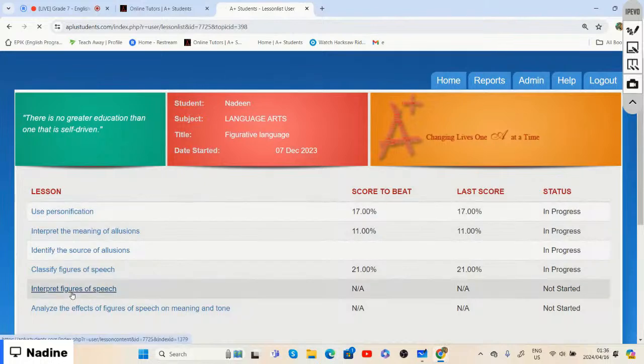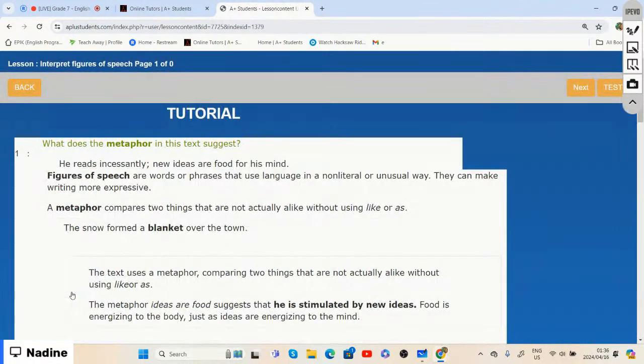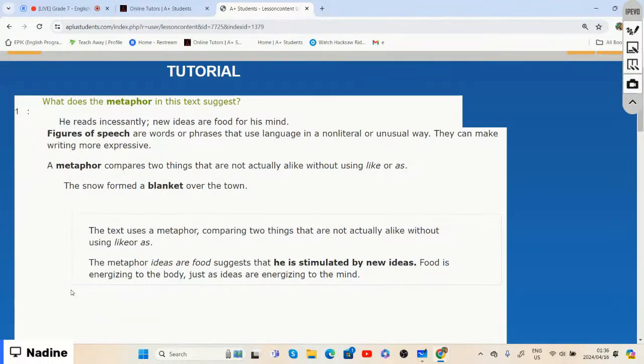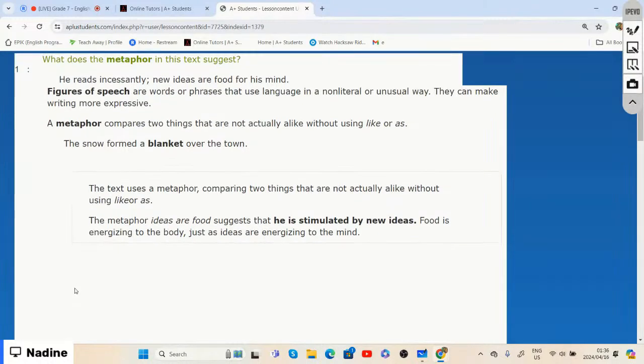All right, so now we're going to interpret the figure of speech. And once again, we said figures of speech are words or phrases that use language in a non-literal or unusual way, and they make writing more expressive.